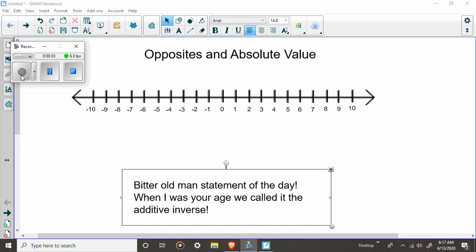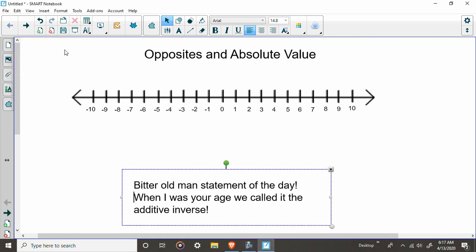This should be a nice, quick, and easy one today. Although normally when I say that, it turns into something longer than I expect it to be. Really quick, right off the bat, I just want to talk about two things today. Those are opposites and absolute value.